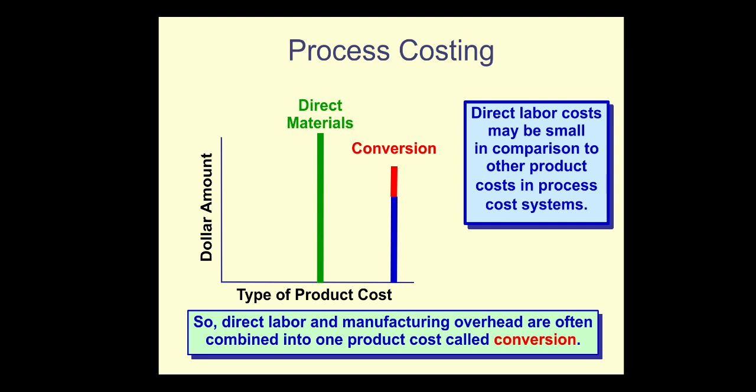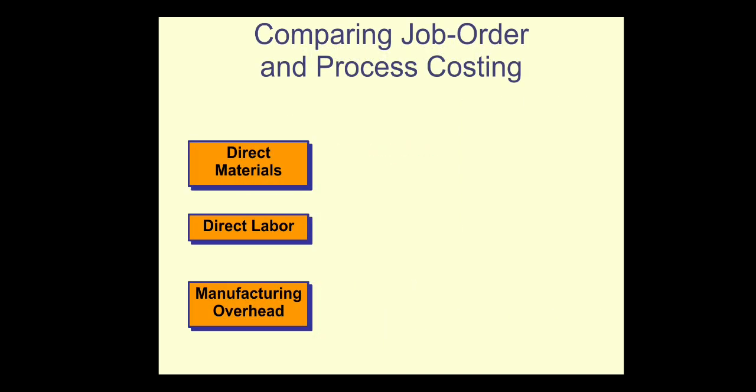So in process costing, when we want to calculate cost per unit of a product, the basic equation is direct material cost plus conversion cost. So what is conversion cost? Conversion cost equals direct labor cost plus overhead cost. See the green box there. So direct labor and manufacturing overhead are often combined into one product cost called conversion cost.